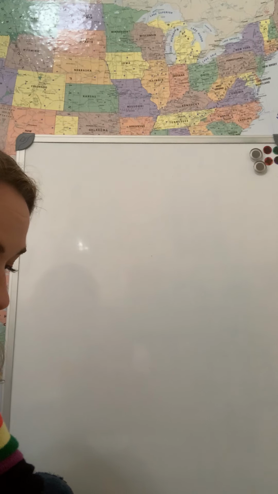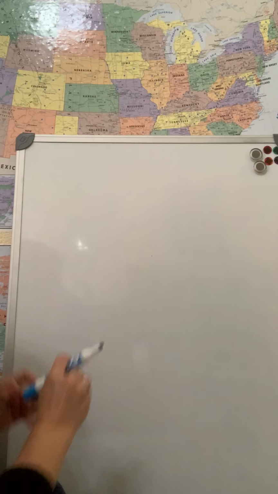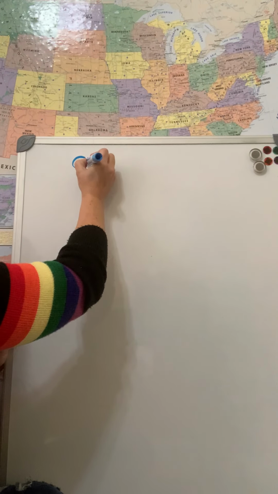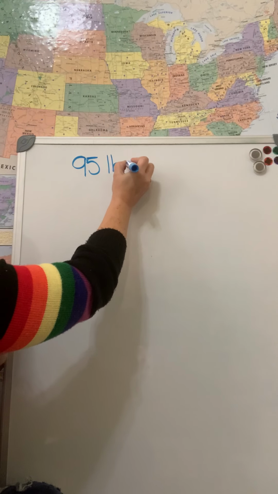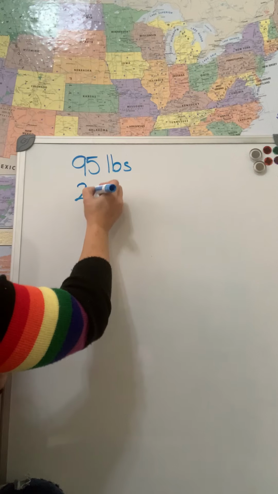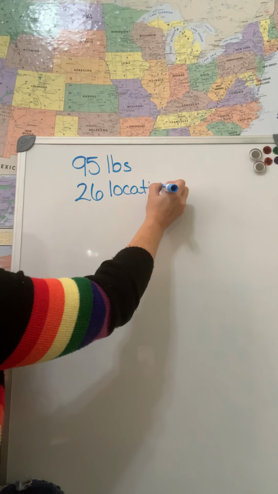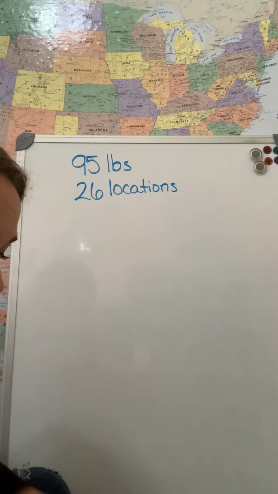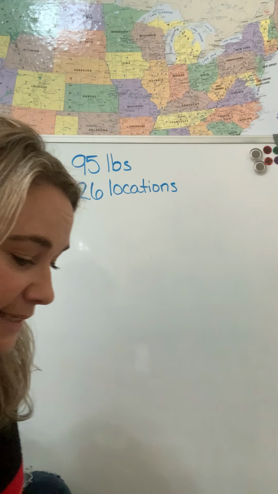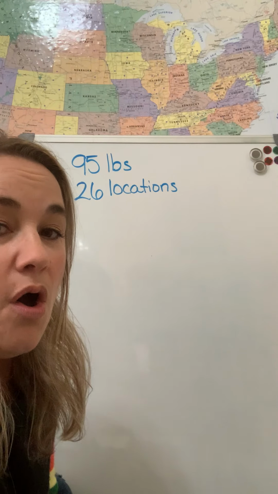Okay, so I am looking at example 2 in my book, and I apologize if your book is slightly different because you know how that happens. But my book says a restaurant chain purchased 95 pounds of potatoes for each of its 26 locations. About how many pounds of potatoes were purchased all together?